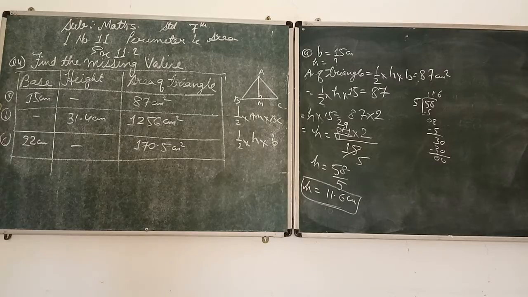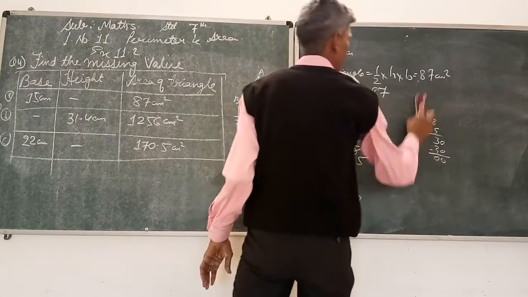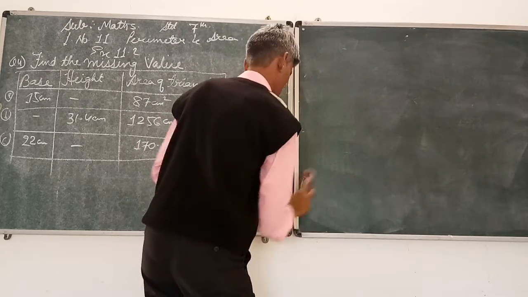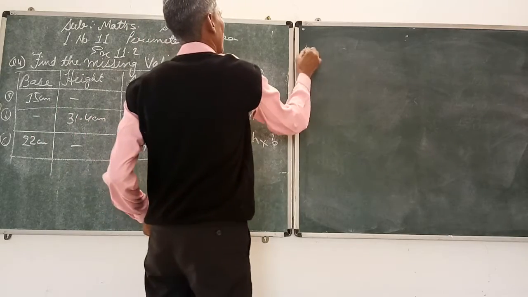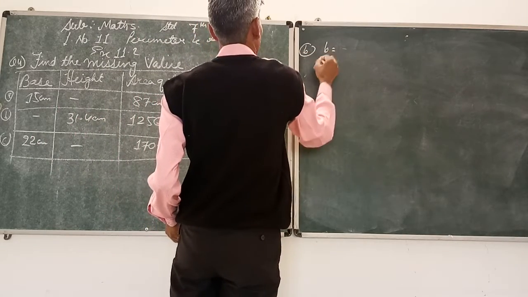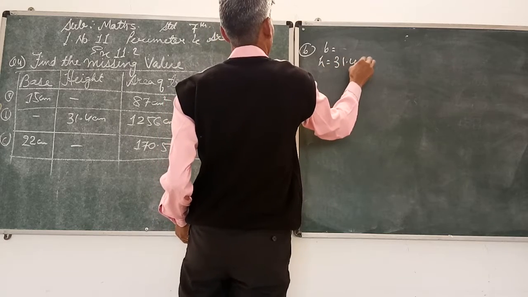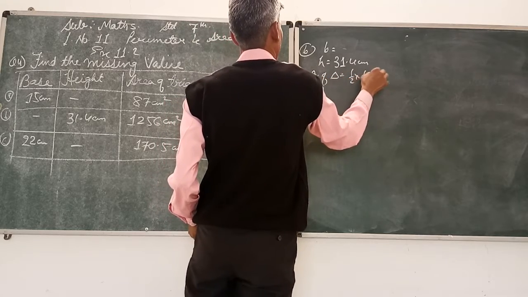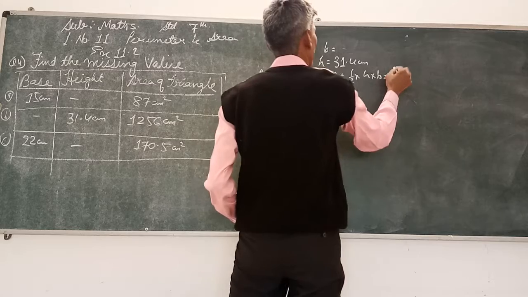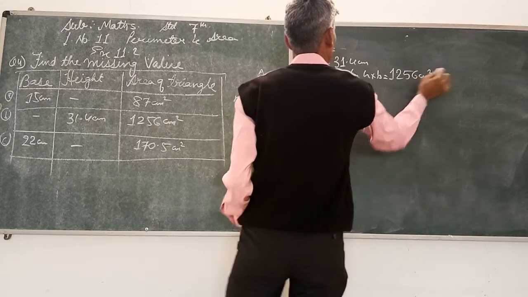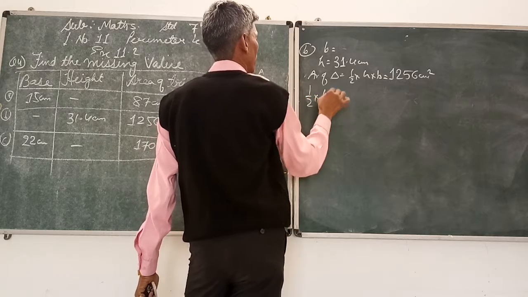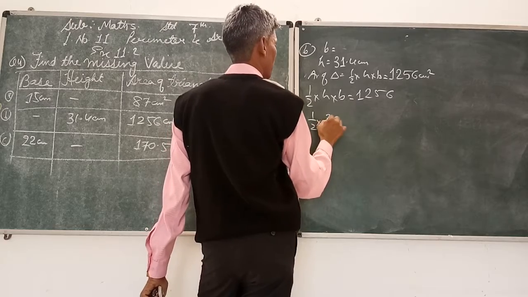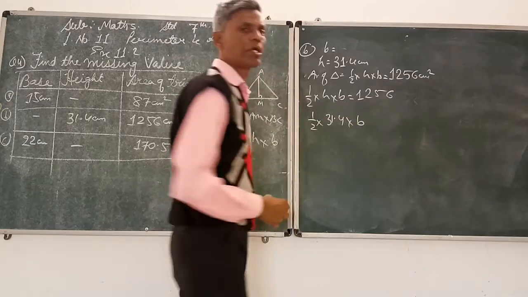That is B. How to solve this B? I am explaining here. See. Base is not given. H is given, 31.4 centimeter. Area of triangle is half into H into B, and the area is given, 1256 centimeter square. So half into 31.4 into base, which is not given, is equal to 1256.